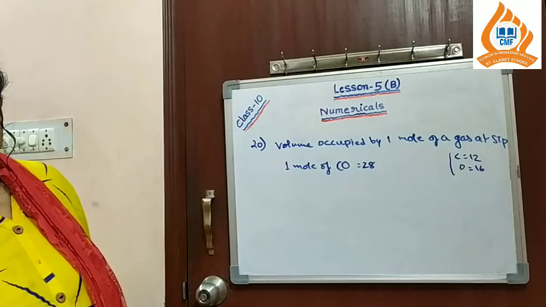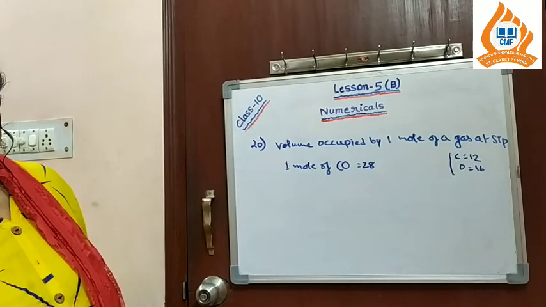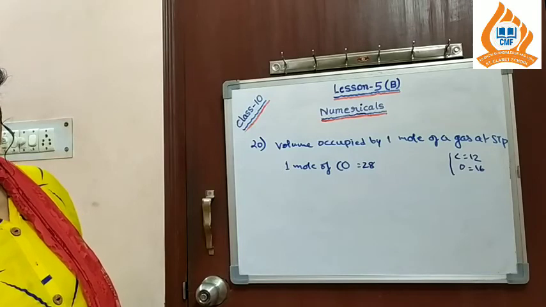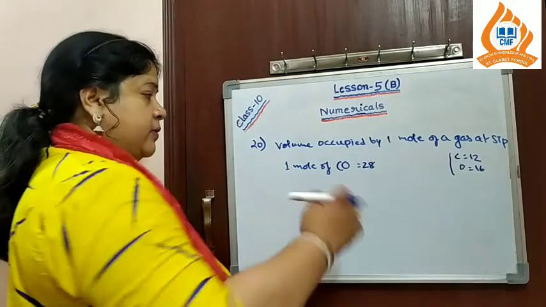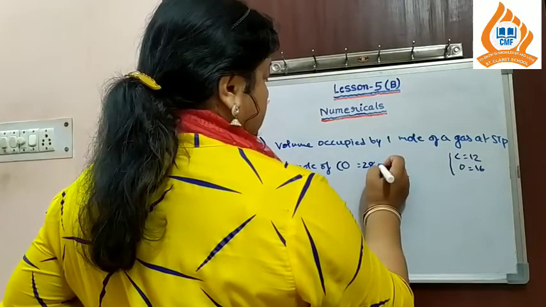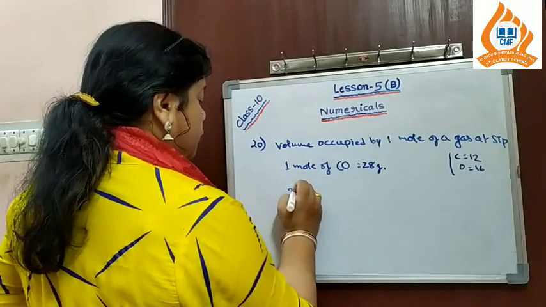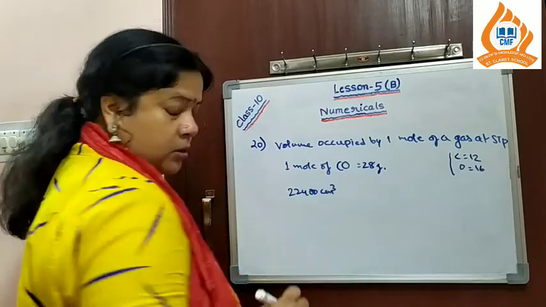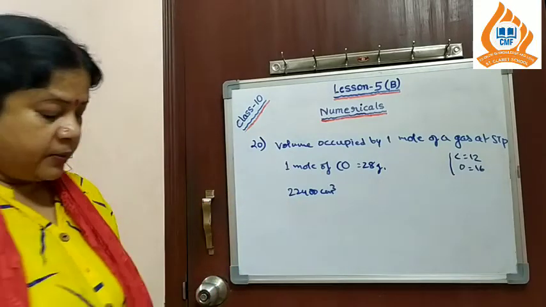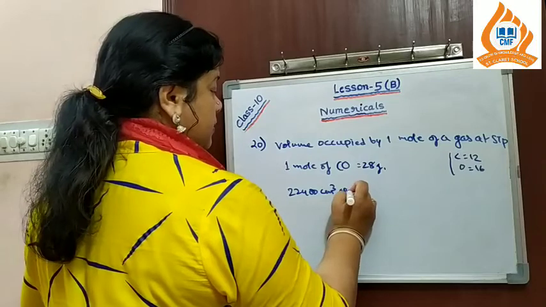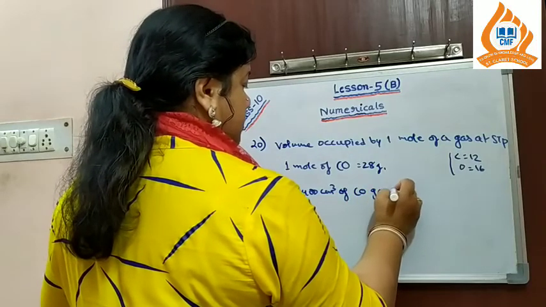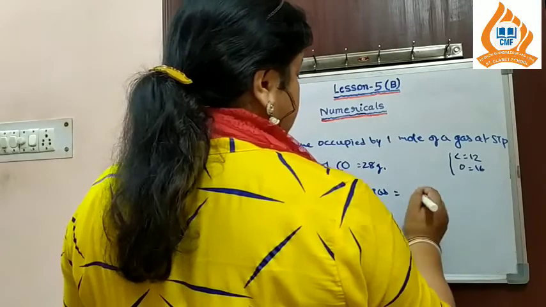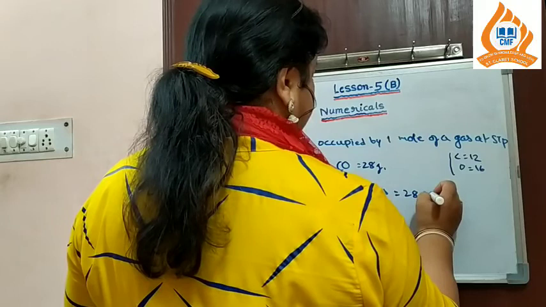Okay. Now we will come to that. Since it is in grams, you have to change that. 22.4 we cannot take, 22400 we have to take. We have to bring it into centimeter cube. So 22400 cm cube of the carbon monoxide gas will give how much? Actually, how much is there? 28 grams, 1 mole of it.